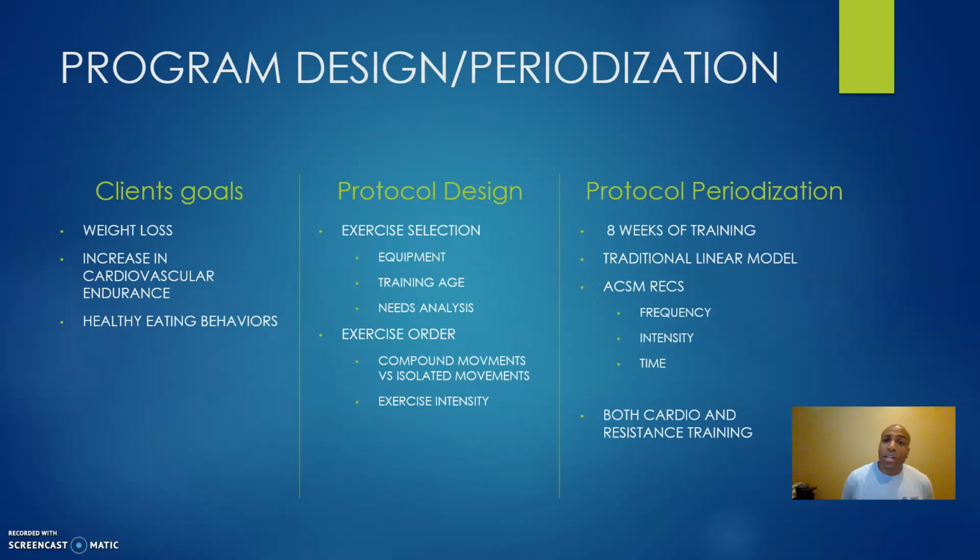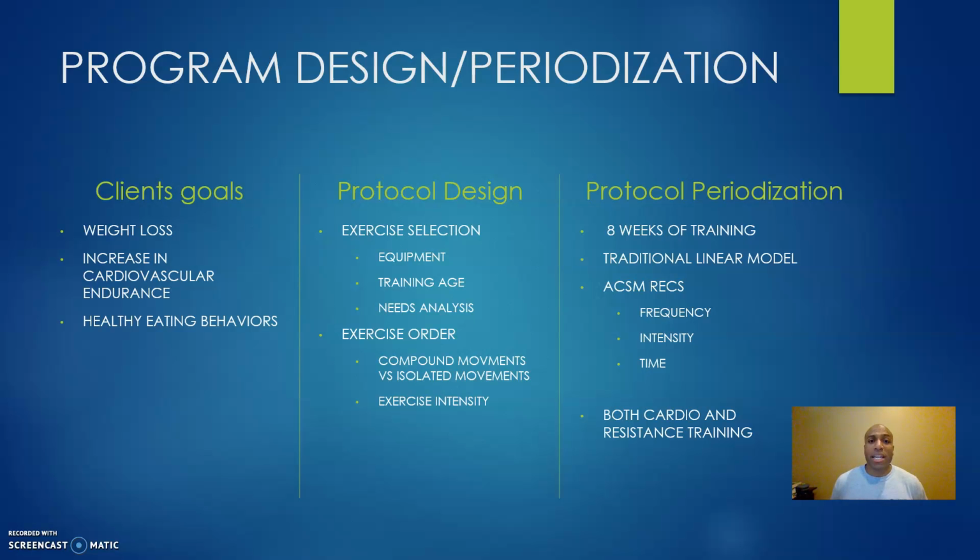So, looking at two different ways that we go ahead and design the program, the protocol design specifically was looking at, okay, what type of exercises would we want our client Anita to use? We had to look into certain things such as what type of equipment she had, her training age. Well, this is different than her chronological age. This is more of her, I guess, experience that she has with training, with resistance training specifically. Has she been in a weight room before? Those sorts of things. So we had to take that into account.